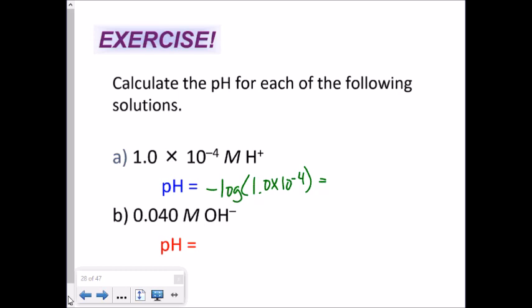So what does this one end up being? I can look at this one, because it's 1 and then a negative 4 here, so this one's going to be 4.00, because this has 2 sig figs, so we keep the 00 here.